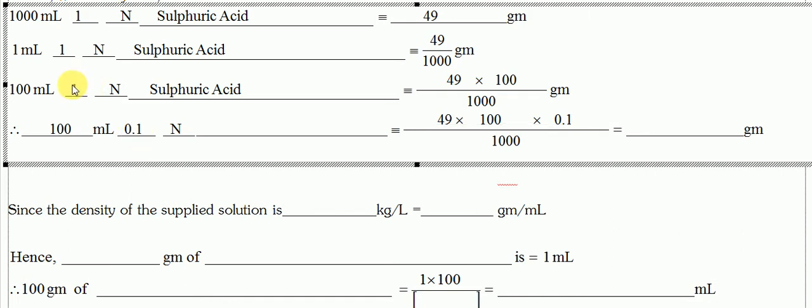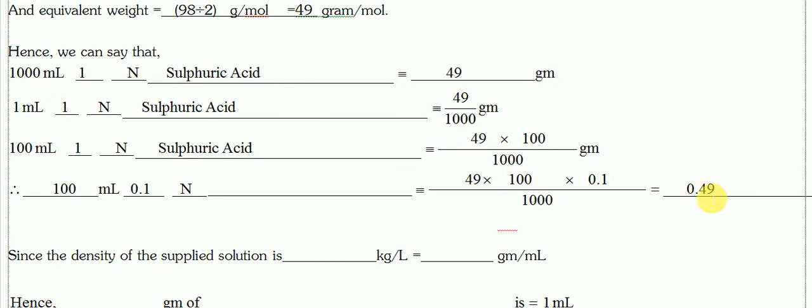Since we have found the unit normality and as the volume does not change, we have to multiply the amount of sulfuric acid with the changed normality other than the 1. If the normality changes from 1, we have to just multiply the amount of sulfuric acid with that normality. So yes, we have multiplied this thing with 0.1 normal, and the amount we obtain after calculation is 0.49 gram. So this is the amount of sulfuric acid required to prepare 100 ml 0.1 normal sulfuric acid.